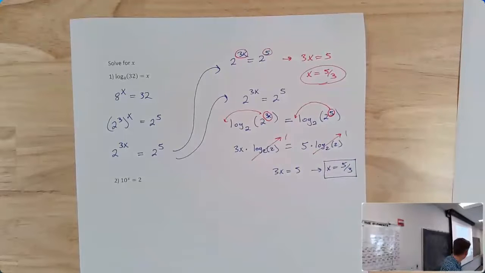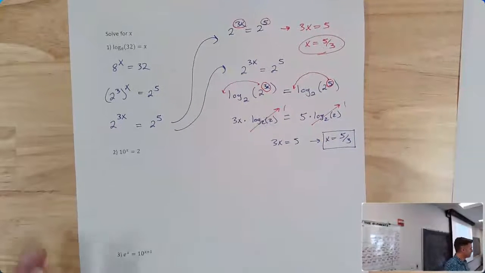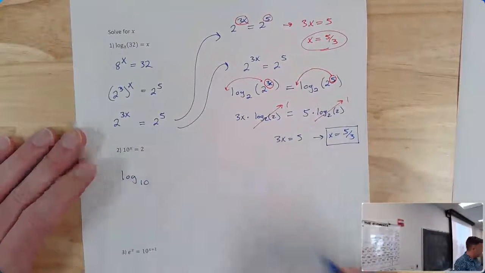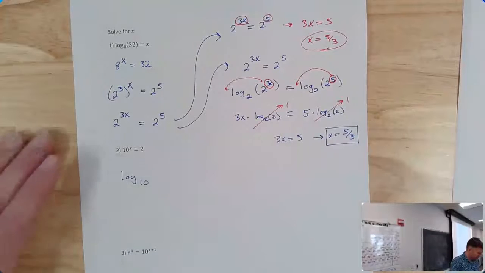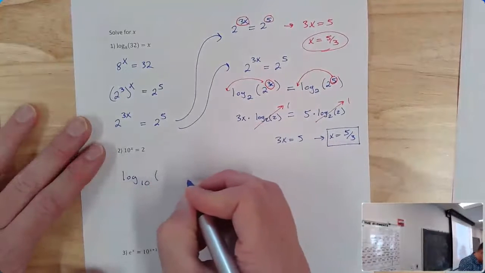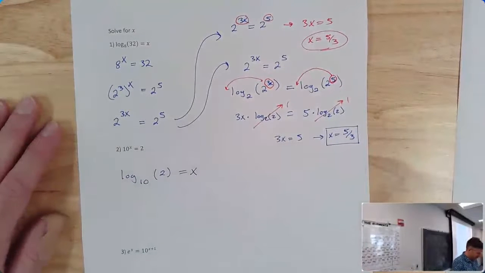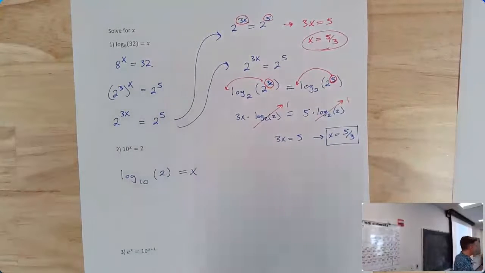Well, I guess I would rewrite it as a logarithmic equation. So what's my base? My base is 10. And I'm going to write the base here at first, but then I'm going to write it without the base in a second. So log base 10 of 2 equals x. I think we're done. We solve for x.